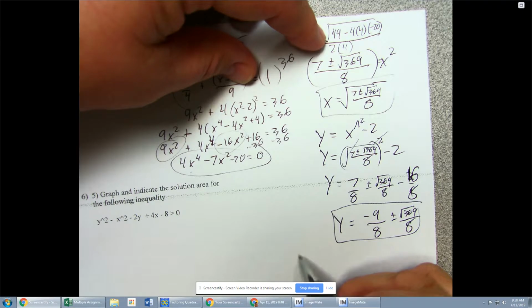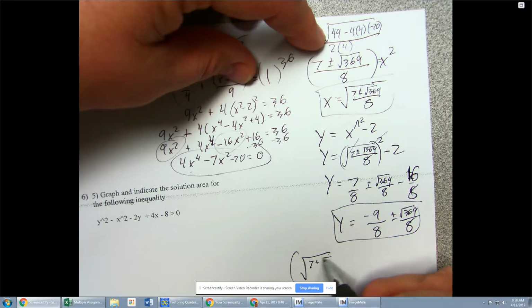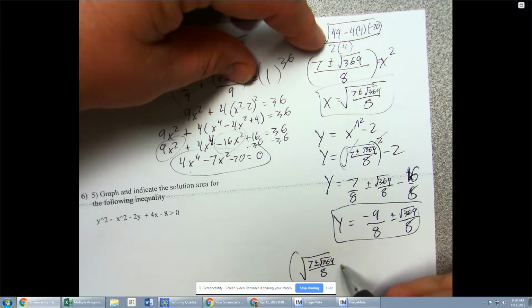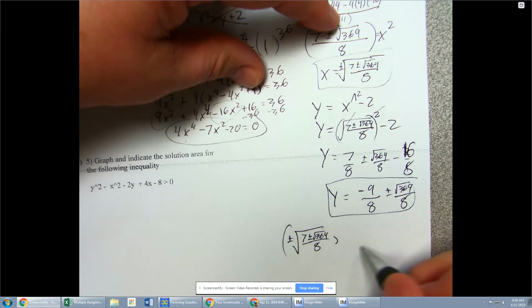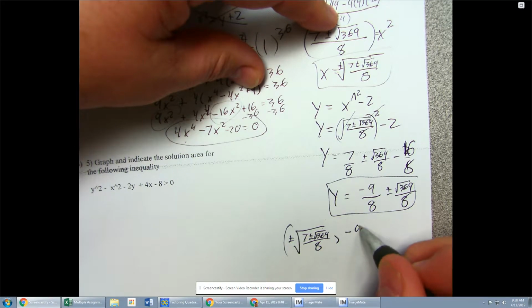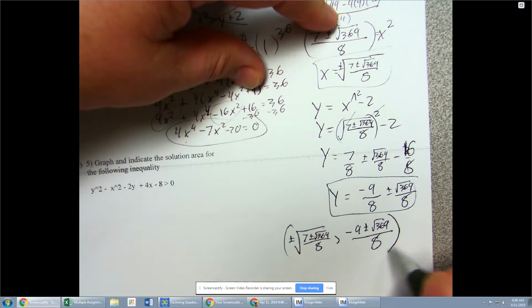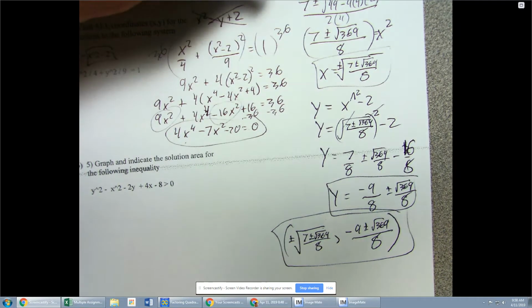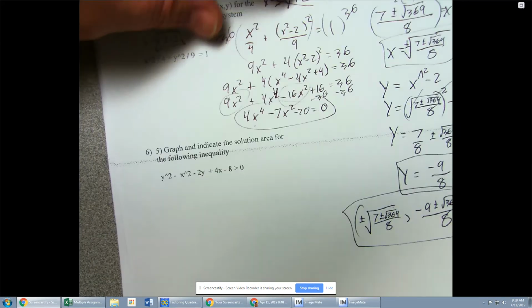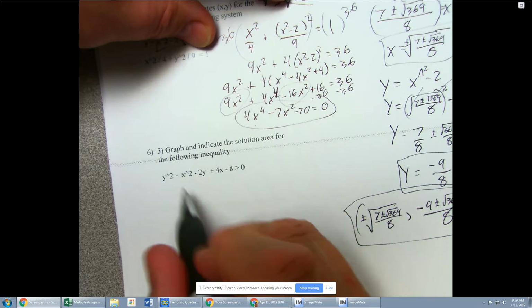If I put them all together, I get square root of 7 plus square root 369 over 8. That's plus or minus, by the way, to get both terms in there. And this is also plus or minus because every time I take a square root, it's a plus or minus. Minus 9 plus or minus square root 369 all over 8. There you go. That should be broadly what it looks like. Now, if you went the other way, the numbers might look a little different, but they should be numerically the same.